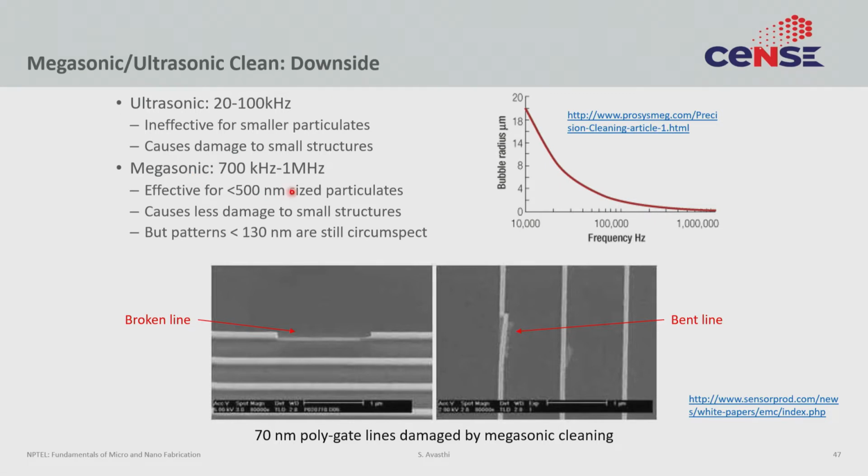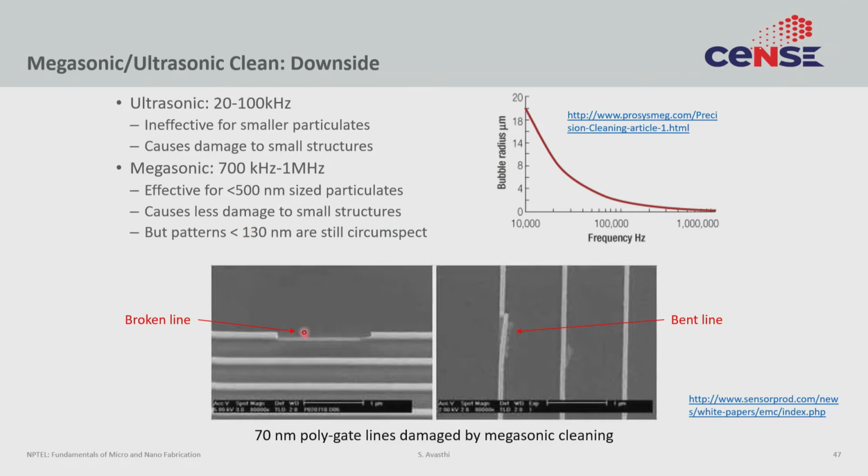It is effective for small particles, but whatever is effective for small particles can also cause damage to small features. So there is this trade-off where you want to remove small particles but don't want to cause damage to small features, and you have to square that circle.